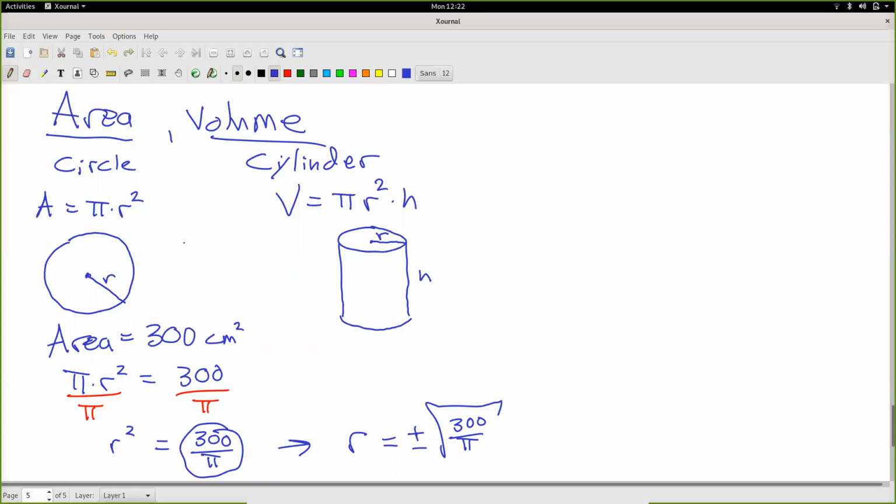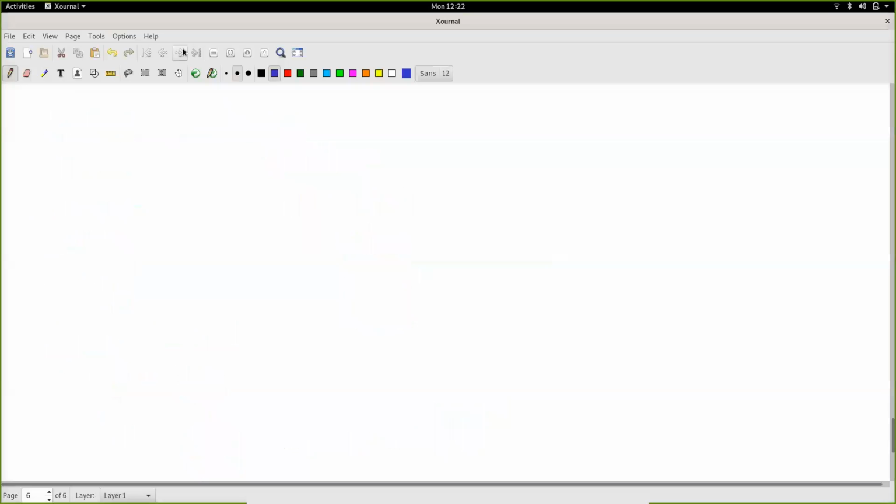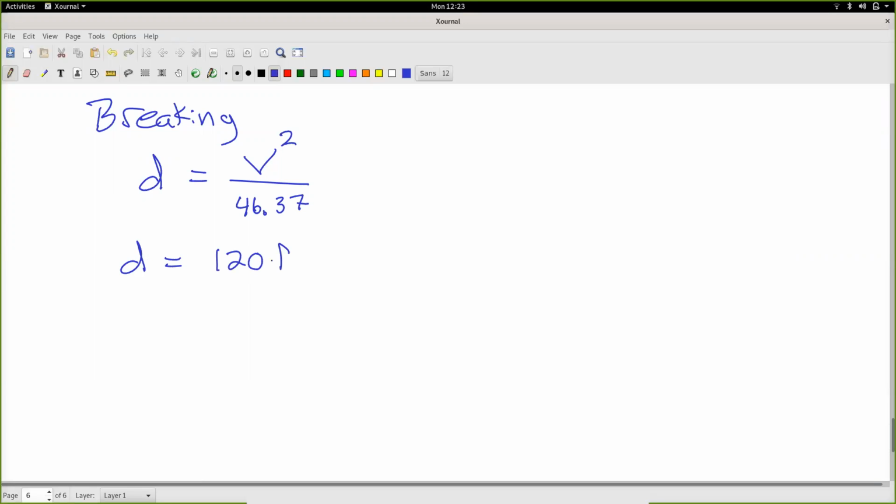Another one will come up for sure, where remember the braking distance problem we did last week? And so that problem for braking a car, stopping a car, is the distance in feet was equal to the speed of the car in feet per second divided by some calculation we had to do. And let's suppose we had the number 46.37. So if somebody told us what the distance was, we could figure out what the speed was. So maybe they'd say, hey, the distance is 120 feet. Can you tell me what the velocity was?